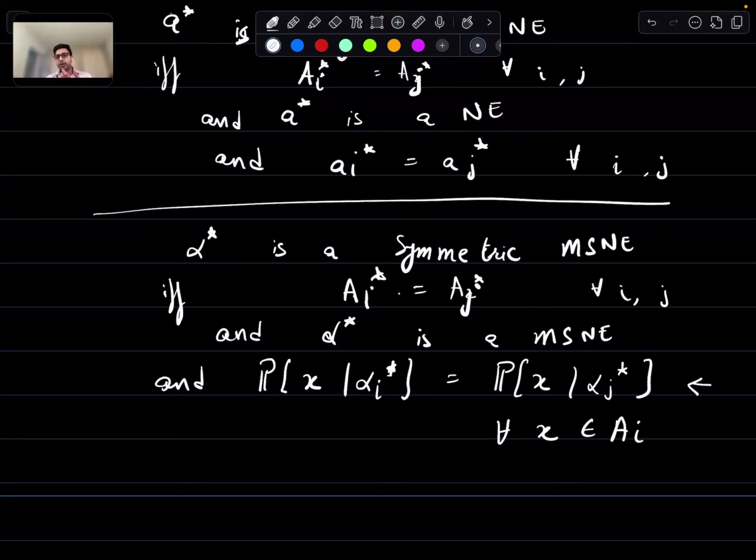If we're talking about a game like rock, paper, scissors, a symmetric mixed strategy Nash equilibrium is one in which either player is choosing rock with the same probability. So the probability with which player 1 chooses rock has to be the same as the probability with which player 2 chooses rock. The probability with which player 1 chooses scissors has to be the same as the probability with which player 2 chooses scissors. And the probability with which player 1 chooses paper should be the same as the probability with which player 2 chooses paper. So each action has to be chosen with the same probability by both players.